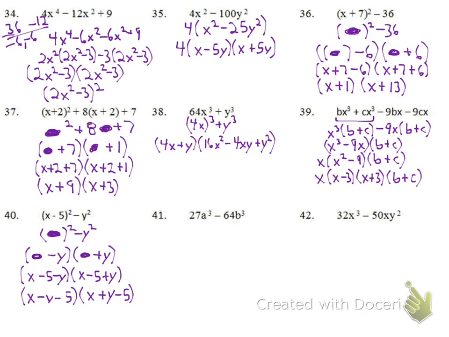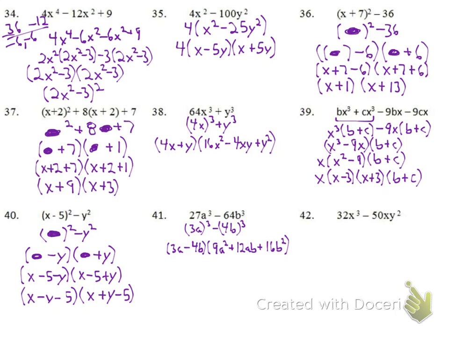Okay, now we'll go to 41 and we look at our cubes. This is 27a cubed minus 64b cubed, which is actually 3a cubed minus 4b cubed. So it's a difference of two cubes. That's going to be 3a, same sign, minus 4b. Then the squared, 9a squared, opposite sign, product of the two, 12ab, plus an always positive squared, that's 16b squared.